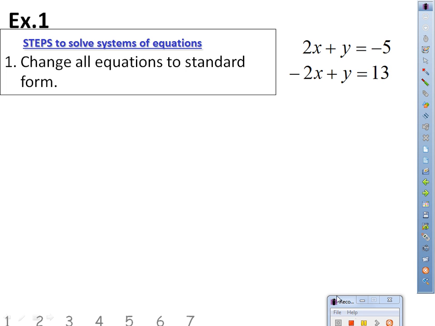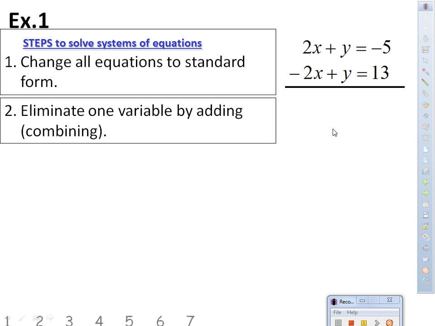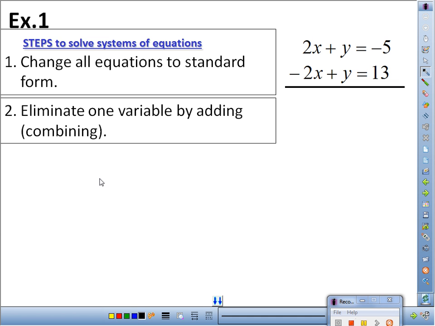All right? So, from there, pens down, eyes up here. So, step 1, change to standard form. Did we do that? Yes. Step 2, eliminate one of the variables by adding or combining. So, check this out. I'm going to add these 2. And you're saying, what do you mean, Mr. Q? Well, check this out. Remember when you were in elementary when they showed you how to add like this? 10 plus 4. They show you how to add like this, right? That's what we're going to do here. So pay attention. Focus. So here it is.